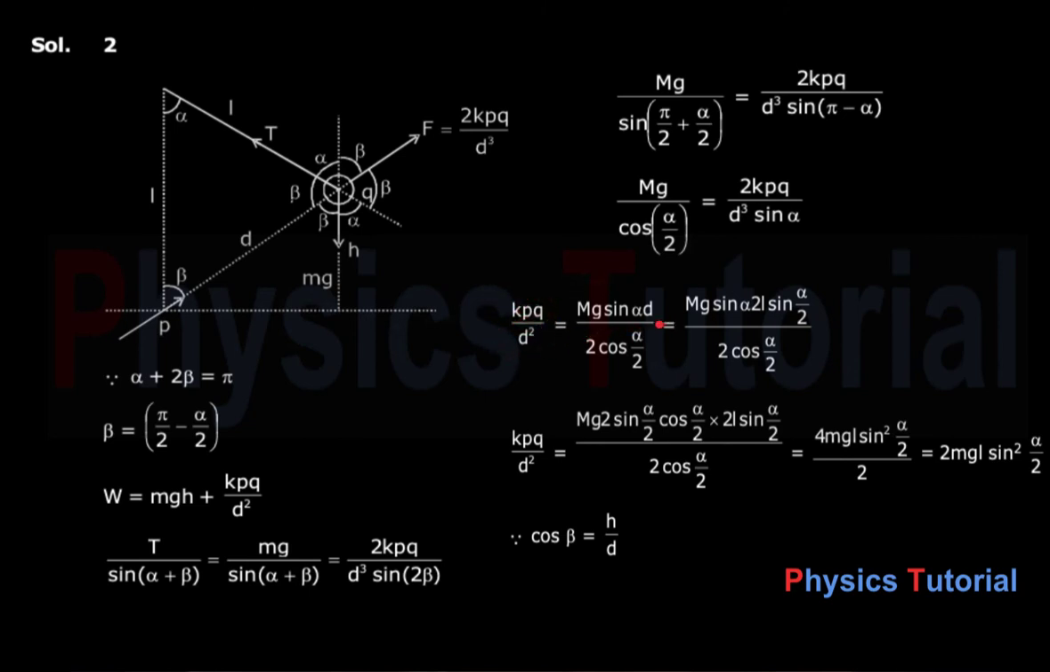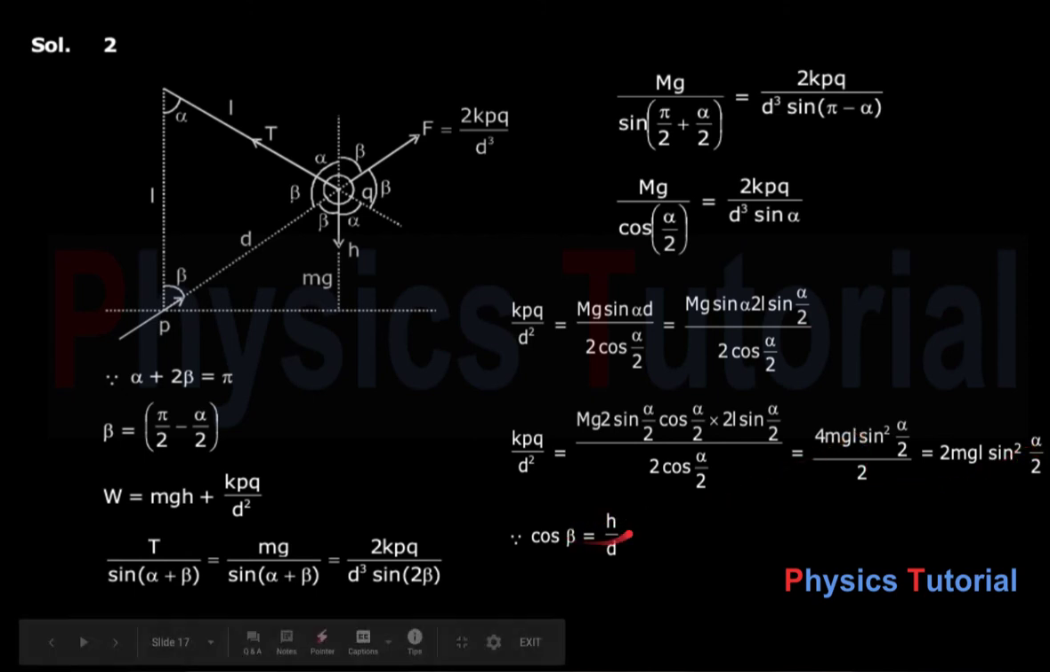Now solve, adding this other equation, and here if you see kpq upon d square, mg sine alpha d. Substitute these values, and here mg sine alpha into 2l sine alpha by 2 into 2 cos alpha by 2. So you can evaluate it, and after this applying sine alpha, you can say 2 sine theta by 2 cos theta by 2, and hence we find 4 mgl sine square alpha by 2 upon 2, and finally 2 mgl sine square alpha by 2.